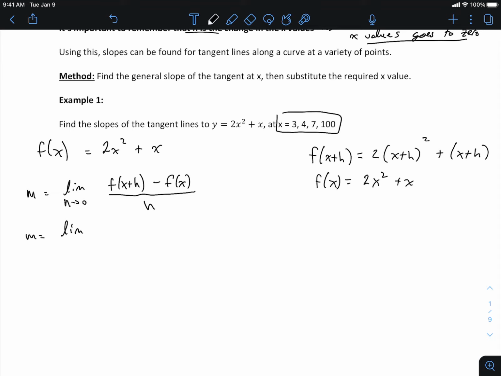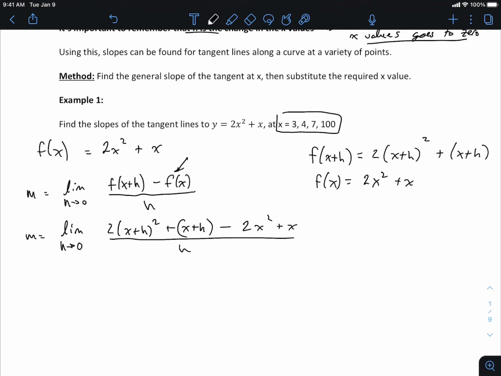So we're looking at the limit as h approaches 0 of 2 times (x plus h) squared plus x plus h, and then don't forget to subtract off the original function, 2x squared plus x. All of that needs to be divided by h.